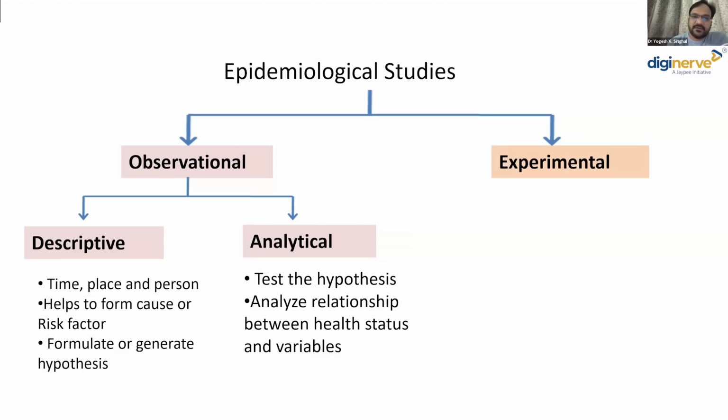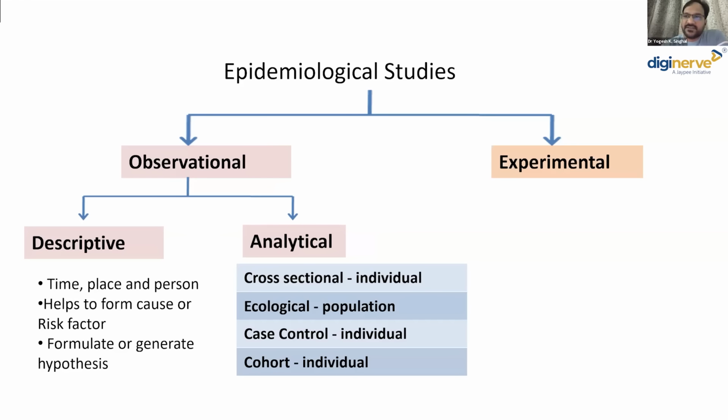Now, the types of analytical studies. There are four types. Number one, the cross-sectional study, where the study population is the individual. Then case control. We will come to ecological later. CCC, three Cs: cross-sectional, case control, and cohort. In all these three Cs, the individual is the study population, and for the ecological study, the whole population is our study population.